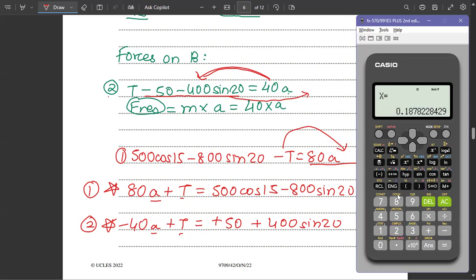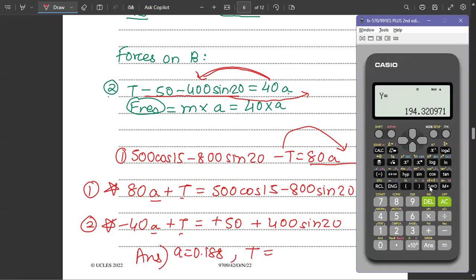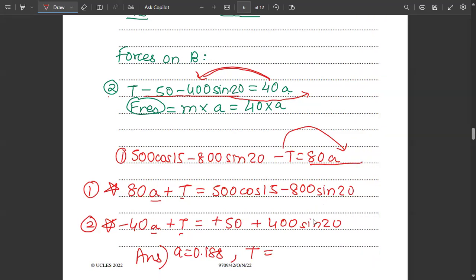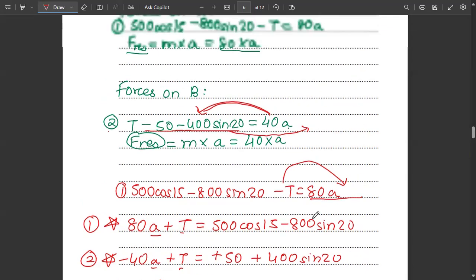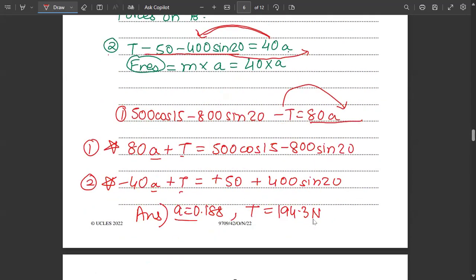So the value for acceleration is 0.188. These are our answers. And the value for T will be 194.3 Newton. So what we had to find is the acceleration and the tension. We found out the acceleration and the tension, and we are done with this question.